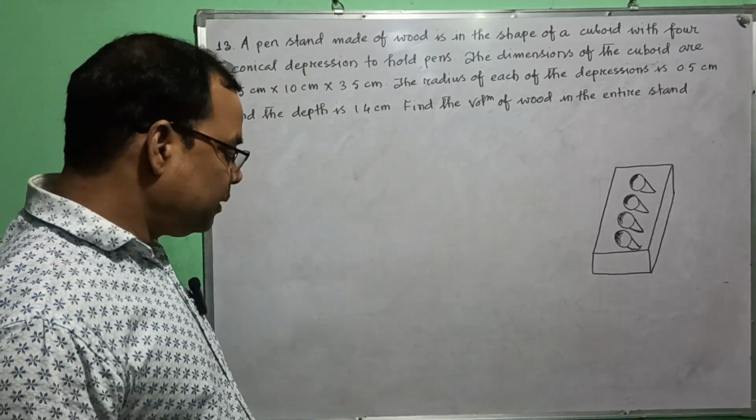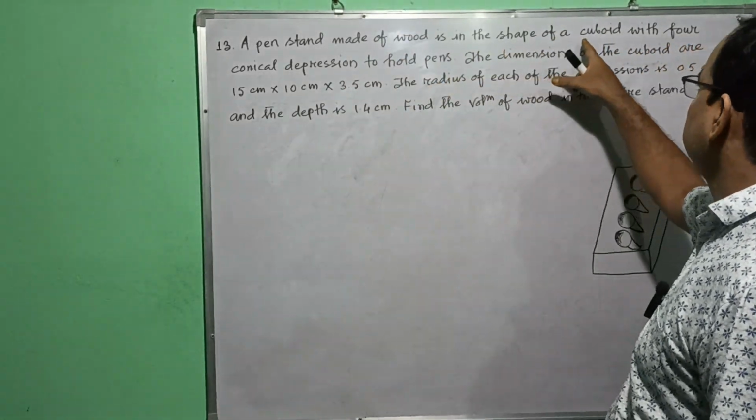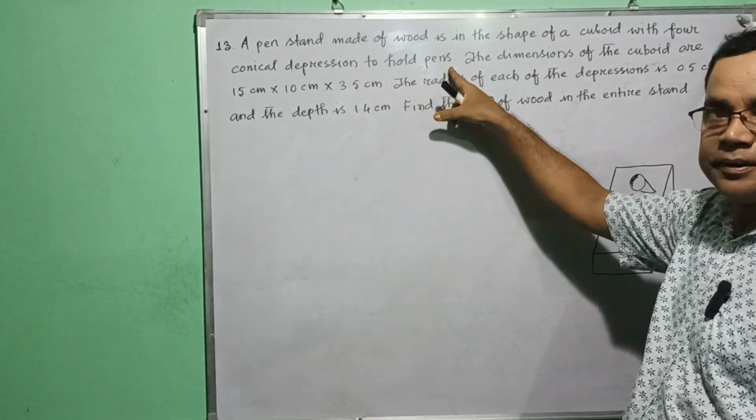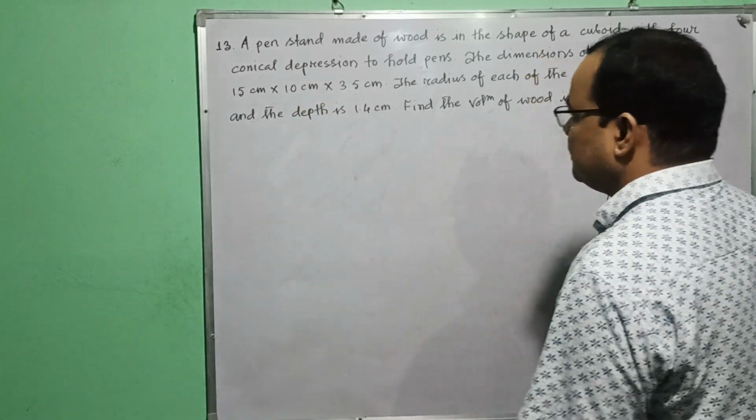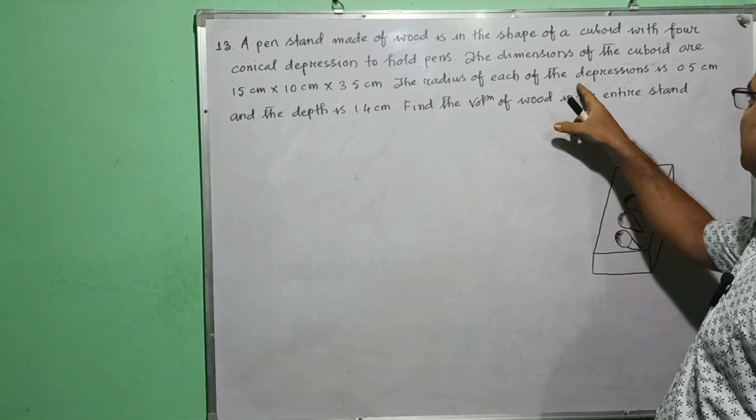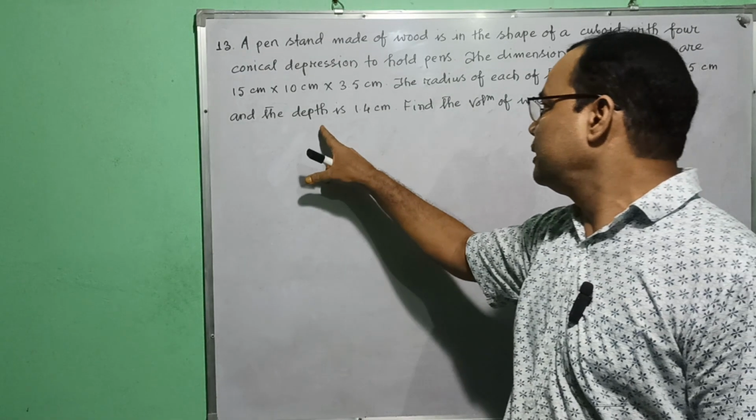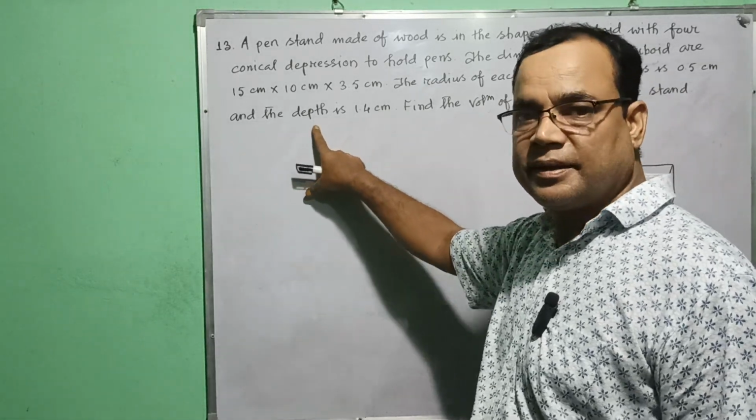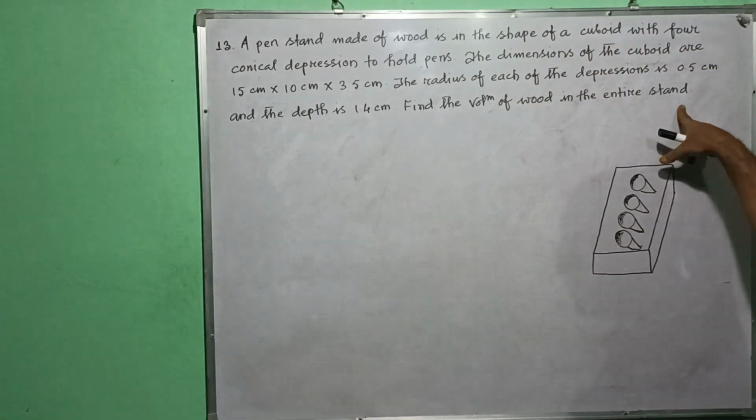In question number 13, it is given that a pen stand made of wood is in the shape of a cuboid with 4 conical depressions to hold pens. The dimensions of the cuboid are 15 centimeter into 10 centimeter into 3.5 centimeter. The radius of each depression is 0.5 centimeter and the depth is 1.4 centimeter. This depth we can use as height. Find the volume of wood in the entire stand.